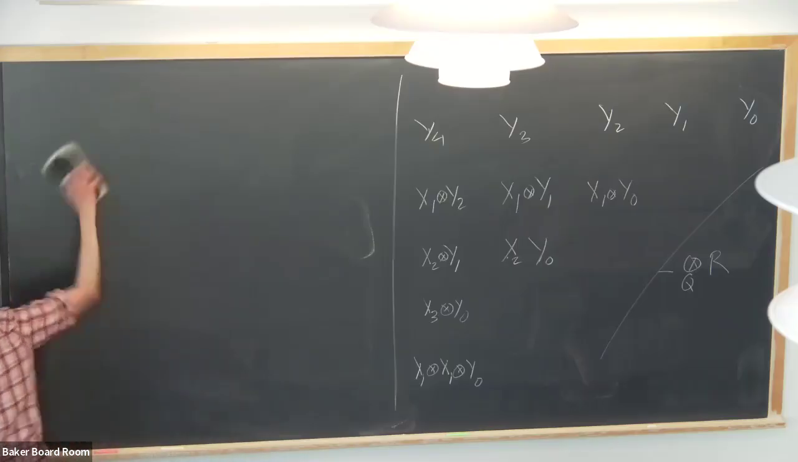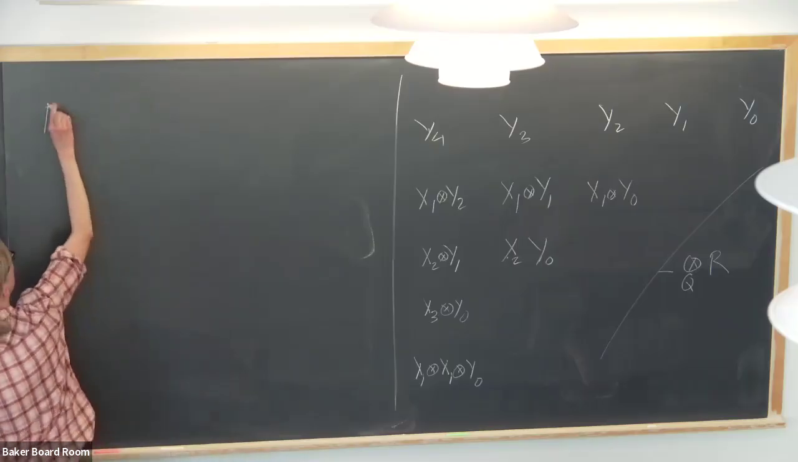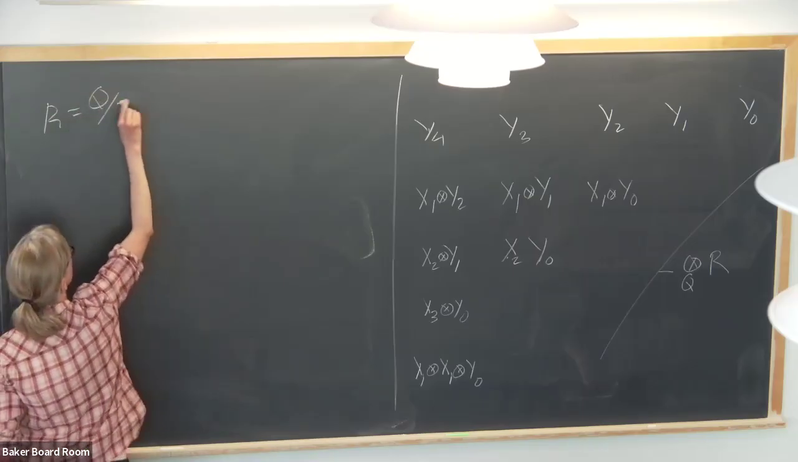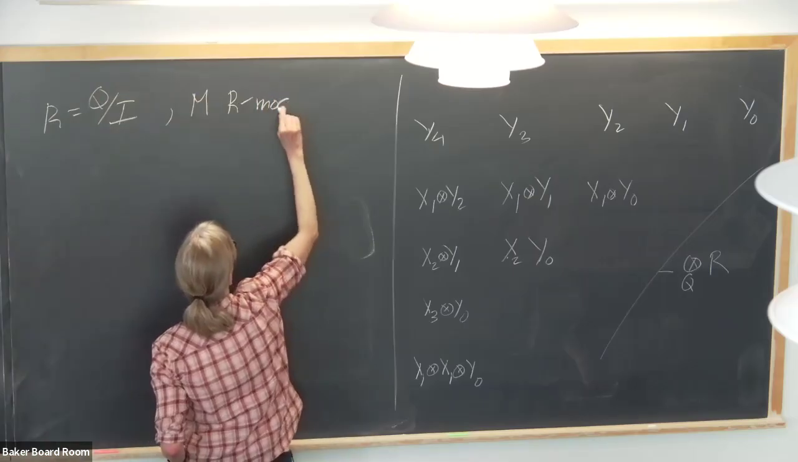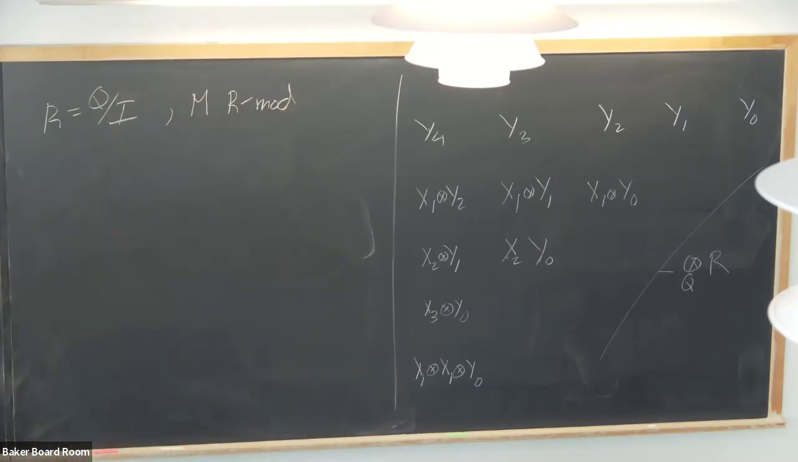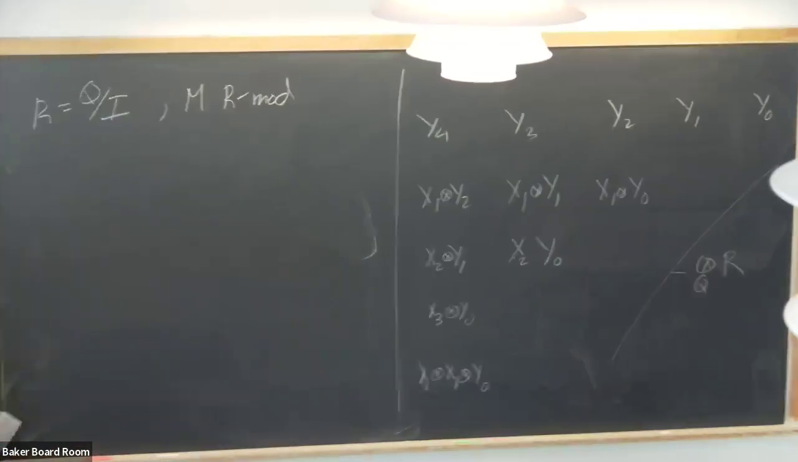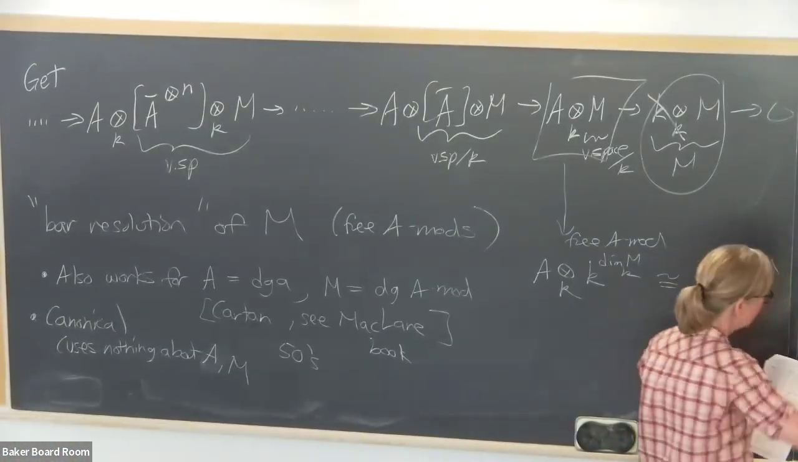I was just going to give these definitions, but let me start with, let R be Q mod I, and let M be an R module. Okay, and so instead of putting the ring and the modules here, he replaces them with some kind of special resolutions, and tensors over something else. So let me tell you.